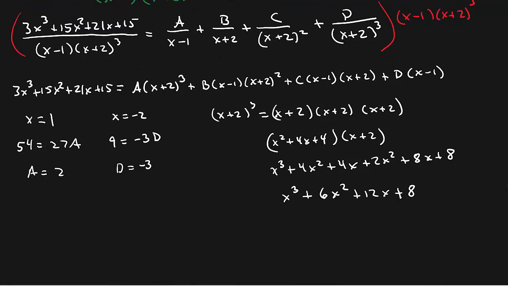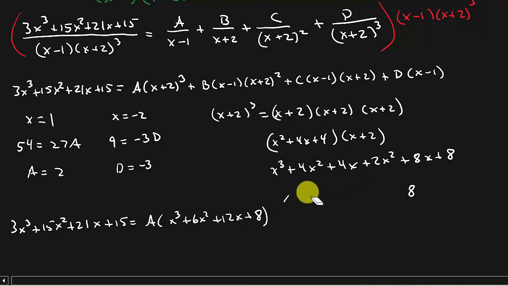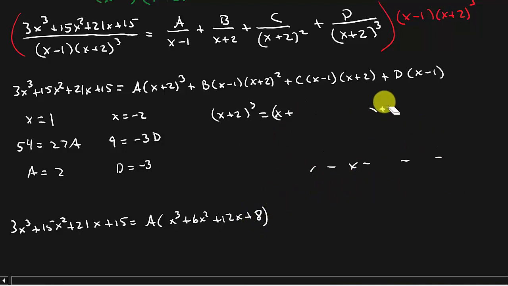Okay. So what that's given me is that 3x cubed plus 15x squared plus 21x plus 15 is equal to a times this. So I'm going to distribute the a to each of the terms, but let's just write it all out. x cubed plus 6x squared plus 12x plus 8. Okay, so that's that. And then I have to do the same thing with this.